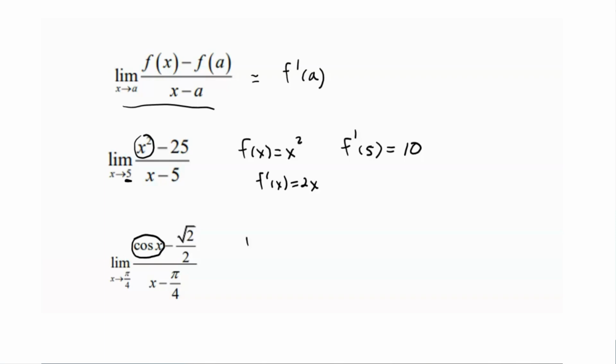All right, we can also discuss the alternative form of the derivative disguised as a cosine. So f of x is equal to cosine x, and we want f prime, and the a value is pi over 4. And the derivative of the cosine is negative sine x. So this would be negative sine pi over 4, which would be negative root 2 over 2.